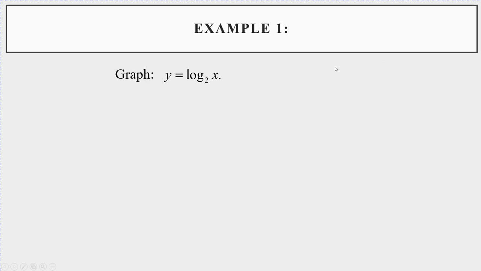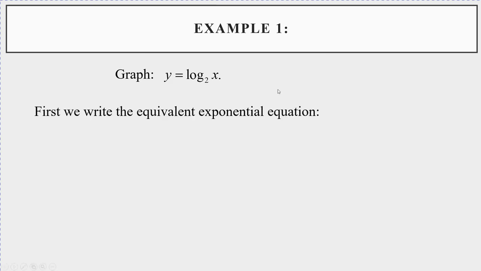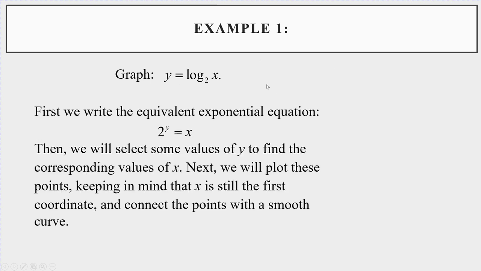The first thing I want to do is look at what the graph of a log looks like. Let's take one of the easiest ones and graph y is equal to log base 2 of x. First, we're going to write it in exponential form. We just switch it around and write it as 2 to the y is equal to x. Then we select some values of y to find the corresponding x, because we can plug in values of y and get x.